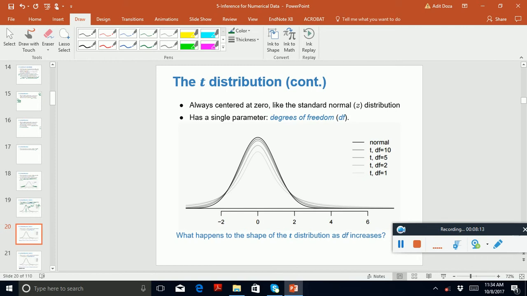Here's a question: what happens to the shape of the t distribution as degrees of freedom increases? I have already said it approaches normal, so this thing would approach normal.